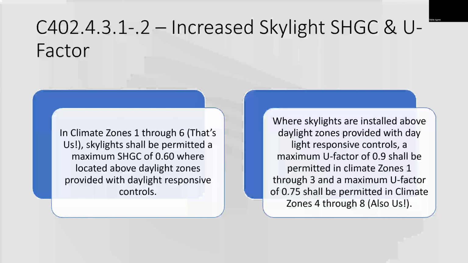So, increased skylight solar heat gain coefficient and U factor in climate zones 1 through 6, that's us. Skylight shall be permitted a maximum solar heat gain coefficient of 0.6 where located above daylight zones provided with daylight responsive controls. Where skylights are installed above daylight zones provided with daylight responsive control, a maximum U factor of 0.9 shall be permitted in climate zones 1 through 3, and a maximum U factor of 0.75 shall be permitted in climate zones 4 through 8. So that one's us.